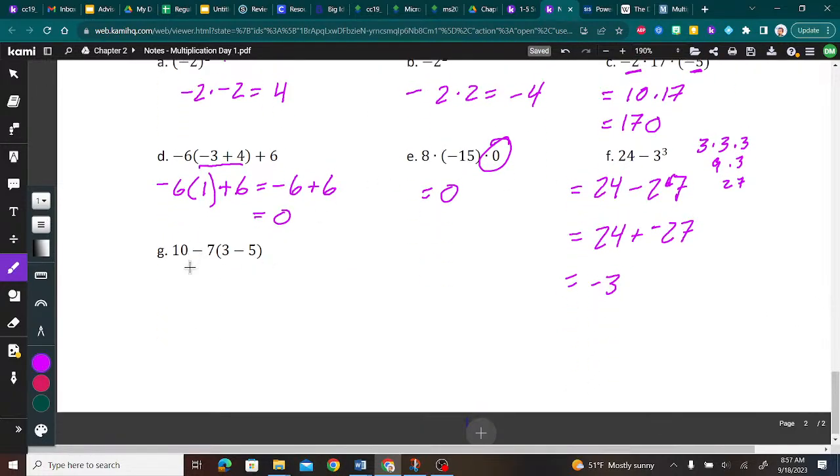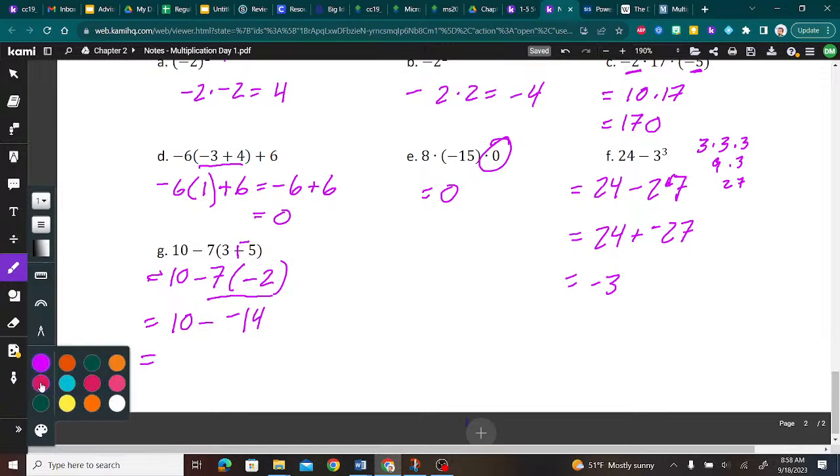And the last one, we have 10 minus 7, and we have to rewrite this. So minuses become pluses. Opposite of positive 5 is negative 5. So we have 3 plus negative 5, which would give you negative 2. Then we do our multiplication right here. So 7 times negative 2, those are different signs, so our answer is going to be negative. 7 times 2 is 14.